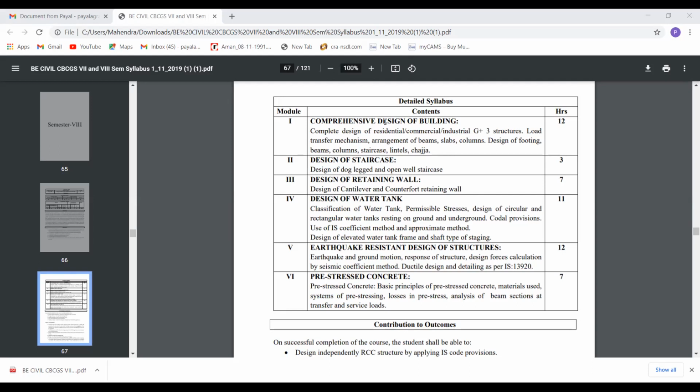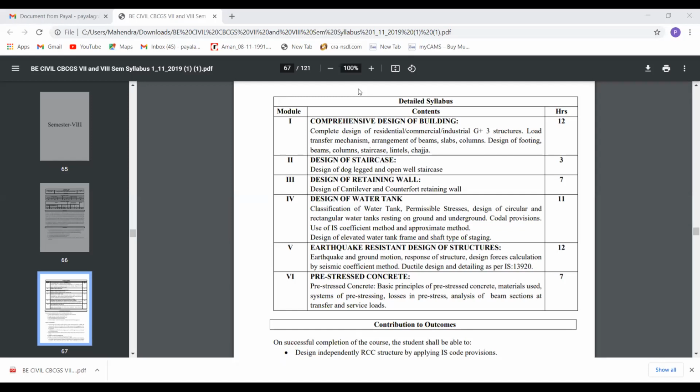And the next module, that is module number 5, will be on the earthquake resistant design of the structure. In that, can anybody let me know which are the 2 methods for earthquake design? कौन से 2 मेथड से हम अर्थक्वेक रेजिस्टेंट डिजाइन कर सकते हैं? Yes, anyone from you? Static and dynamic. Yes, static and dynamic. In this syllabus, you are having the static design. So we are going to design the earthquake resistant structure by using the static method.